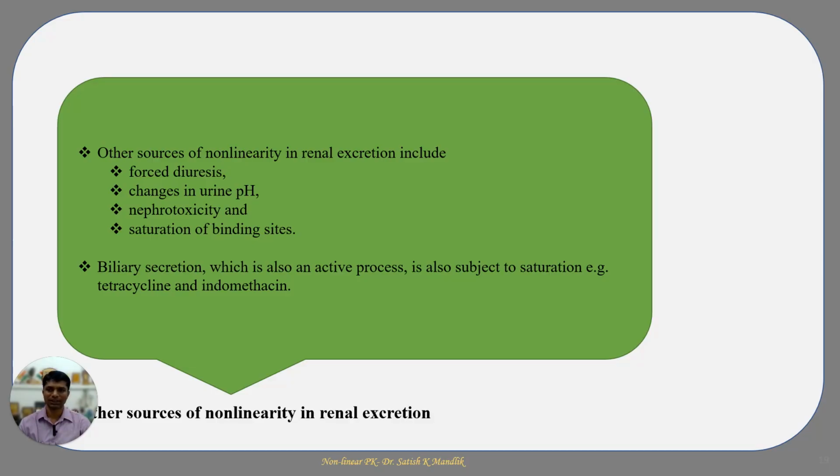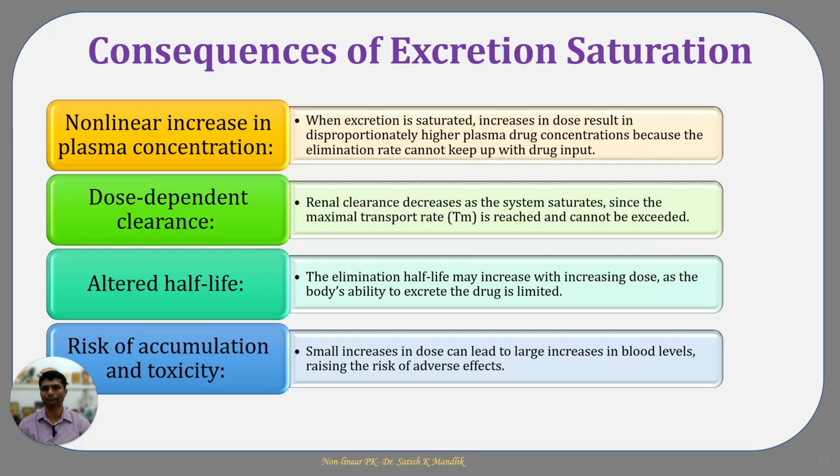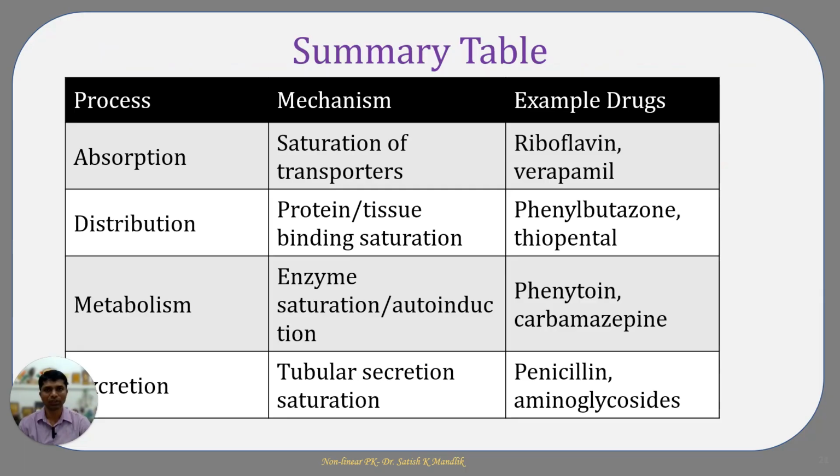Biliary excretion, which we specifically call biliary secretion, is also an active process and is also subject to saturation. Examples of drugs which contribute to this non-linearity in biliary secretion are tetracycline and indomethacin. So these are the different sources of non-linearity. So in a nutshell, non-linearity increases the plasma concentrations. There is a dose-dependent clearance, the half-life is altered, and there's risk of accumulation of drugs, and thus toxicity may be observed. So let's conclude what we learned in this session.